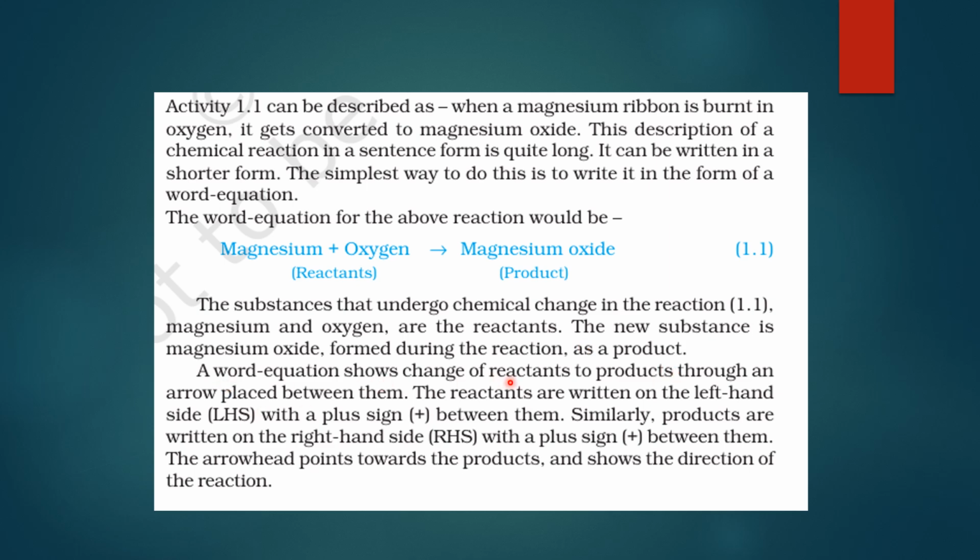The word equation shows change of reactants to products through an arrow placed between them. You can see the reactants are written on the left hand side, LHS, with a plus sign in between them. Similarly, the products are written on the right hand side with a plus sign between them. In this case, there is a single product. If there are more than one products, we can just put a plus sign in between them. And the arrowhead points towards the products and shows the direction of the reaction. So arrow is very important. It is pointing towards the products. So this equation 1.1 represents the word equation for the activity 1.1.